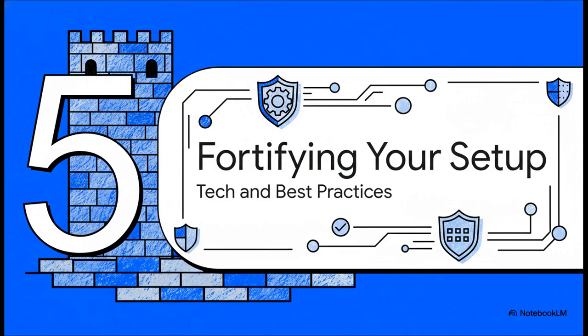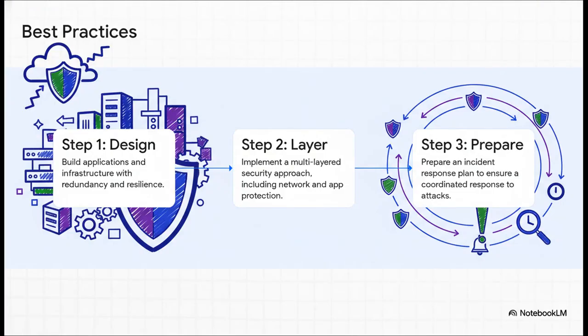All right, so having a great tool is awesome, but a tool is only as good as the strategy you build around it. So let's talk for a second about how to really fortify your setup by using some fundamental best practices. It really just comes down to 3 big ideas. First, from day one, design for resilience. Build redundancy right into your architecture. Second, always use that multi-layered security approach we talked about. Combine network, application, and data protection. And third, and this is so important, have an incident response plan ready before you need it so your team knows exactly what to do and can act fast.